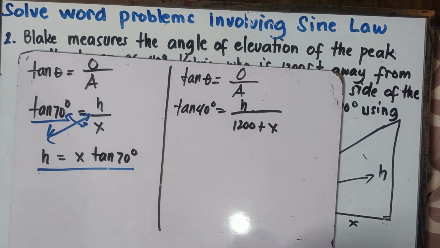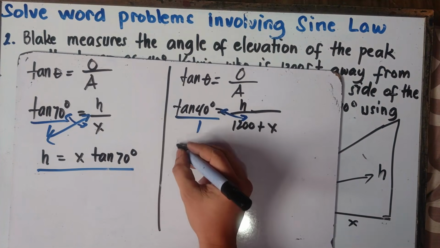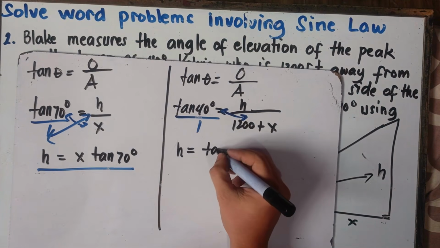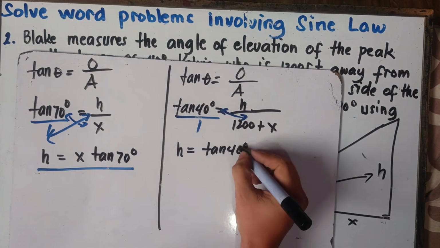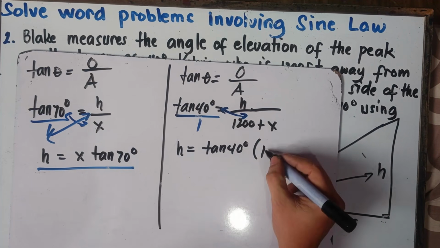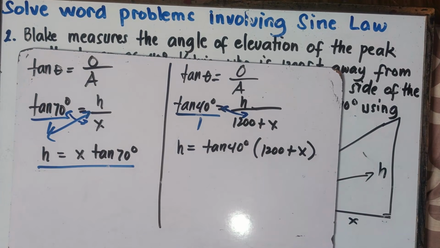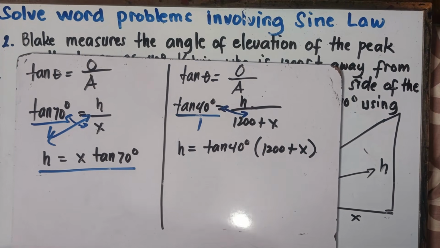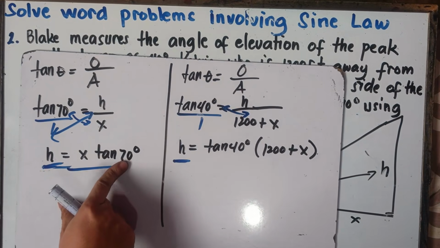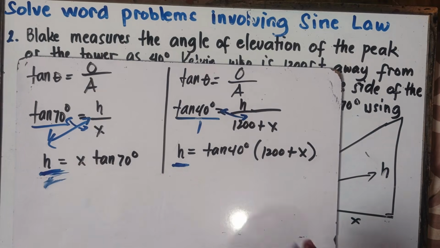Alright, and then simply cross multiply. Understood that there's 1 here, so h times 1, that would be h, is equal to tangent 40 degrees times 1,200 plus x. You put parentheses, class, because this is a binomial. We have two terms, 1,200 plus x. Now, since we have the same h, we can equate these.